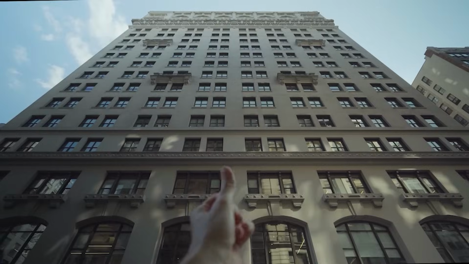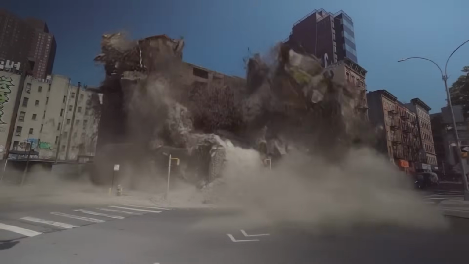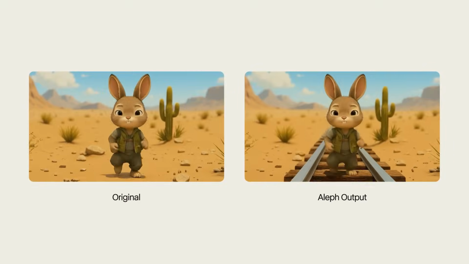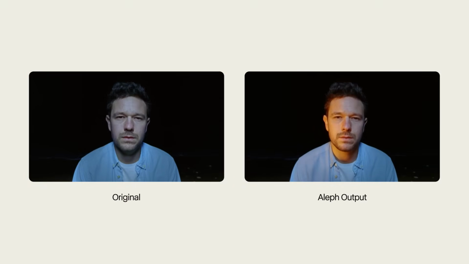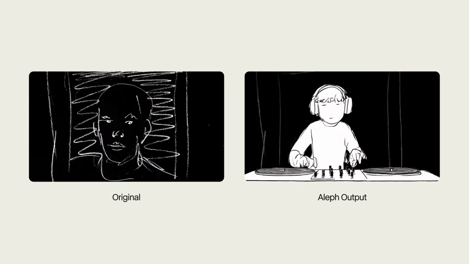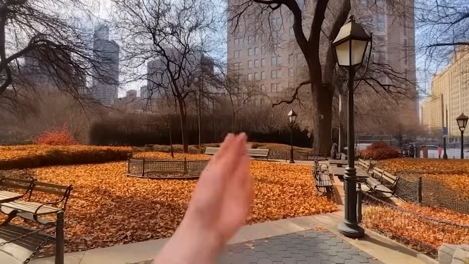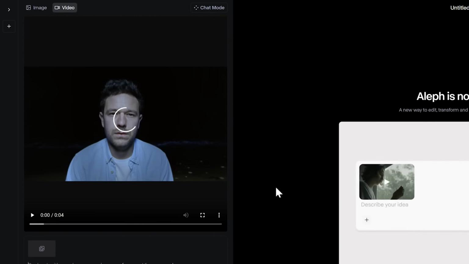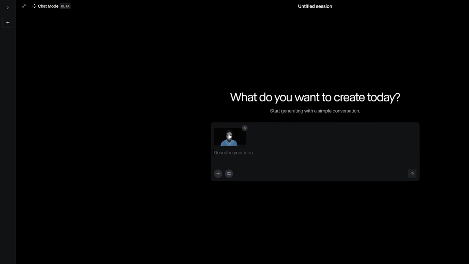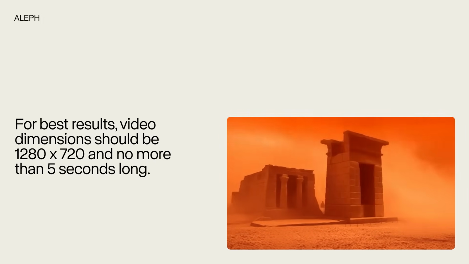Aleph is a powerful general purpose video model that can accomplish a wide variety of transformation tasks, like viewpoint changes, in-painting, out-painting, relighting, reanimation, style transfer, and many, many more. To access Aleph, simply drag a video clip into the prompt box within a session or into chat mode. For the best results, make sure your video clip is 1280 by 720 and no more than 5 seconds long.